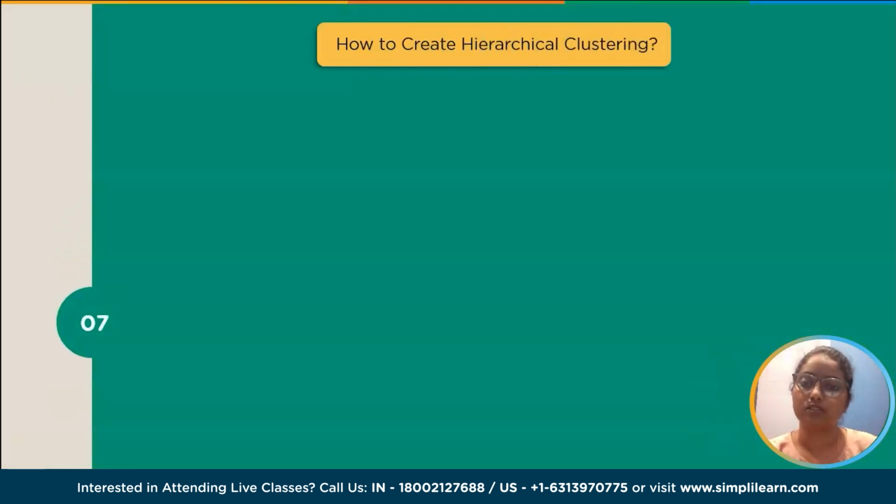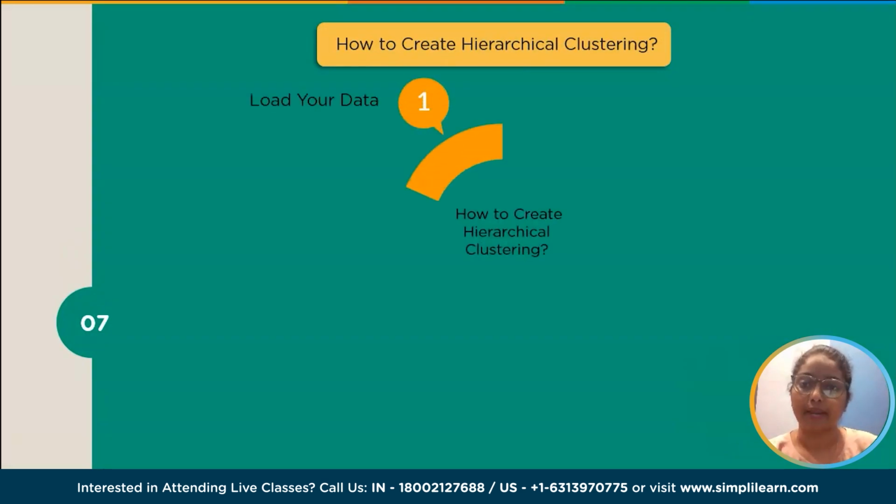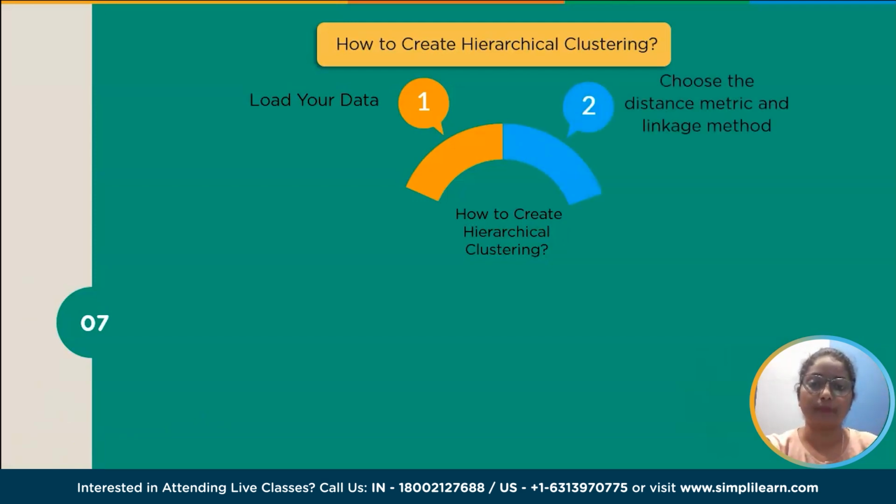The first step is to load your data. You need to load your data into a matrix format where the rows represent the observations and the columns represent the variables. And the second step is to choose the distance metric and the linkage method. Select the distance metric and the linkage method that suits your data and the analysis that you want to perform. The next is to calculate the distance matrix. Use the pdist function to calculate the distance between all the observations in your data.